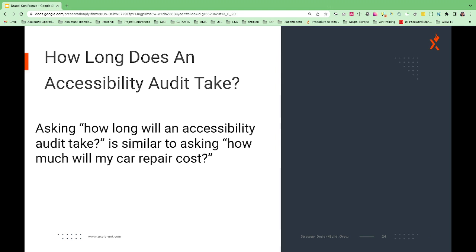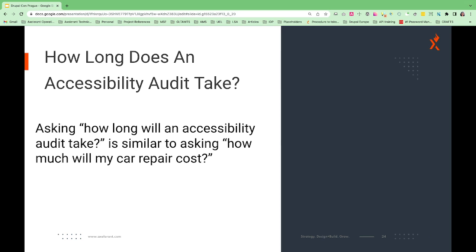Most people ask how long an accessibility audit will take. It's like asking how much my car repair will cost. While we are doing it, we have to consider the conformance levels, what I talked about: A, AA and AAA. While we are going for the audit, we need to ensure that the conformance levels have been taken into the picture.